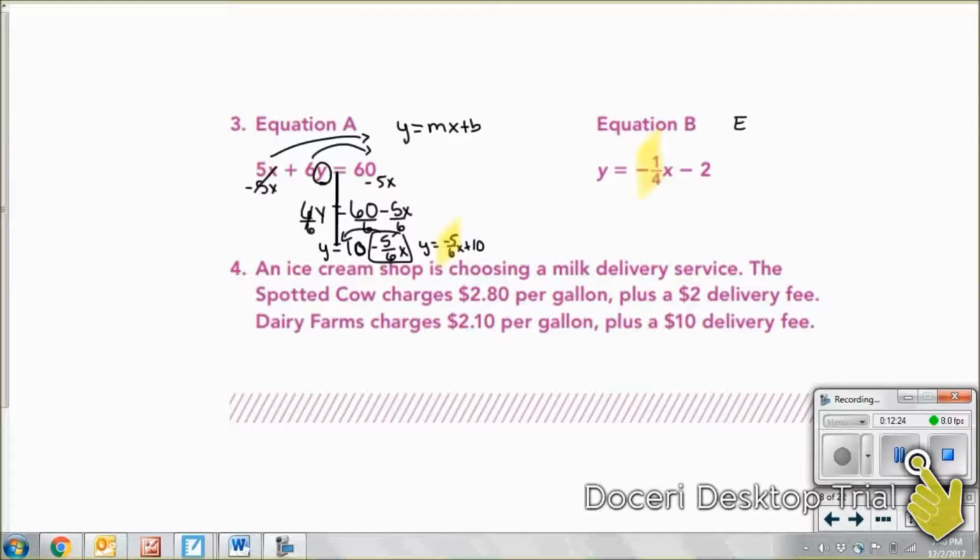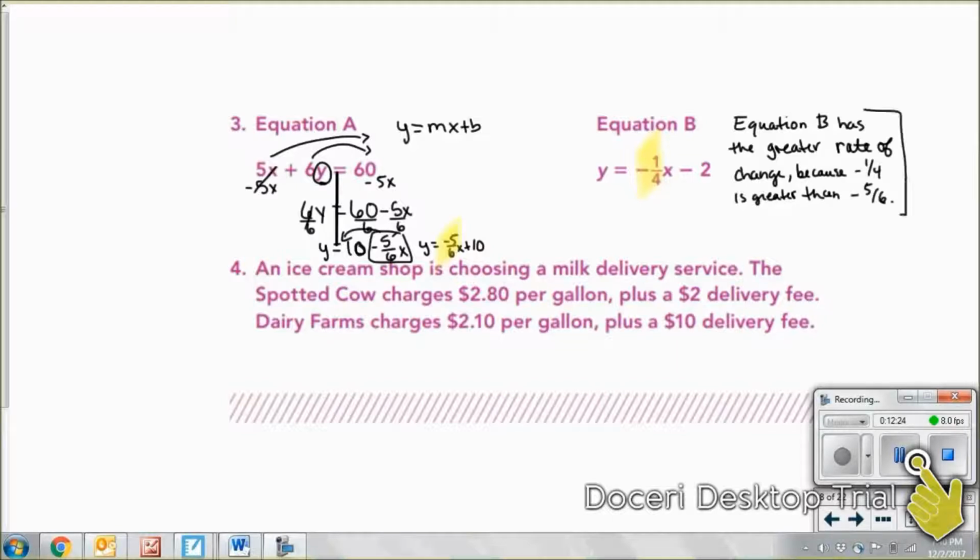So let's write that. Equation B has the greater rate of change. And again, we need to have some sort of explanation. So for us, it is because negative 1/4 is greater than negative 5/6. And there we have our answer.